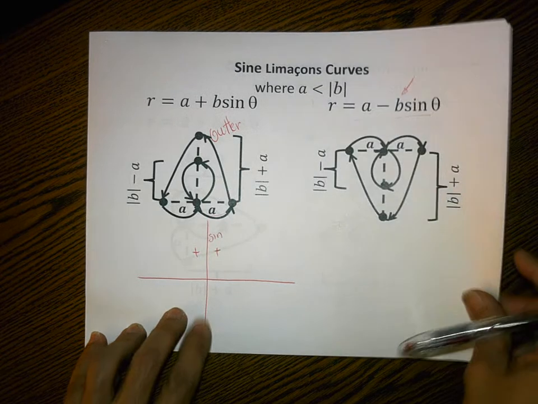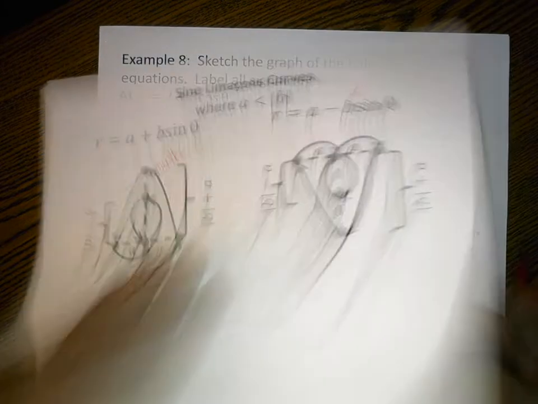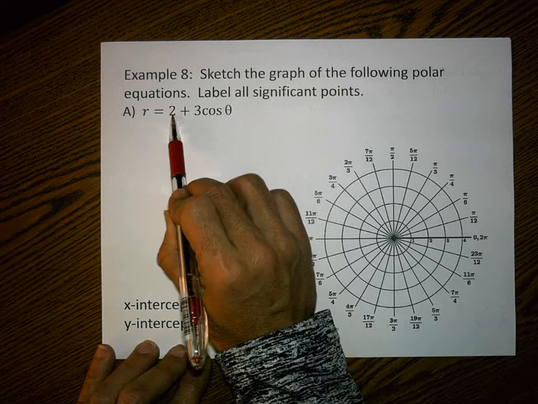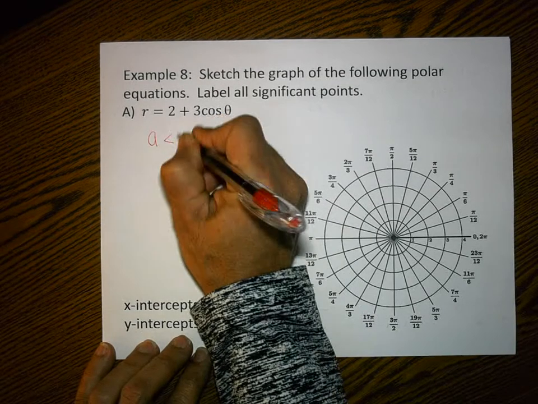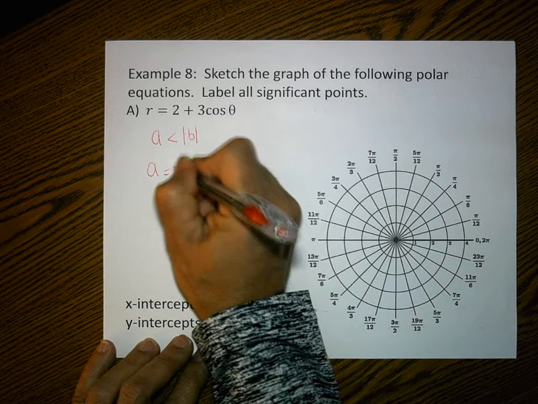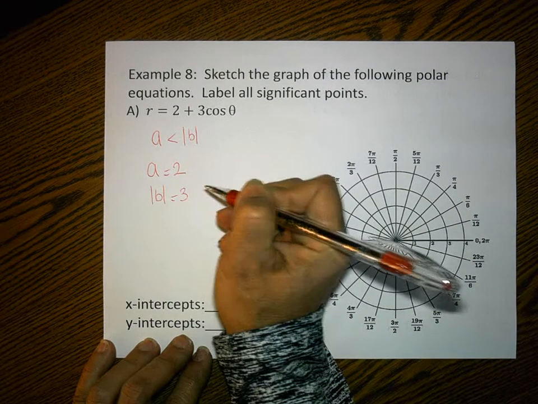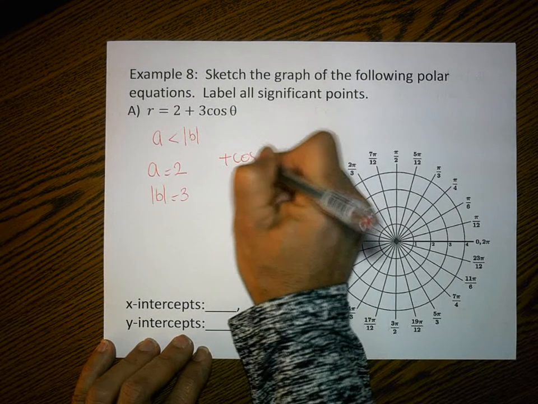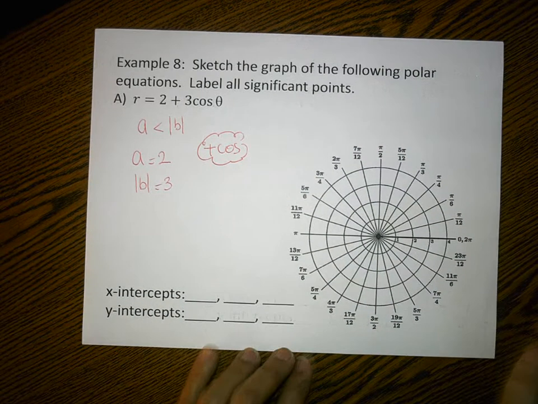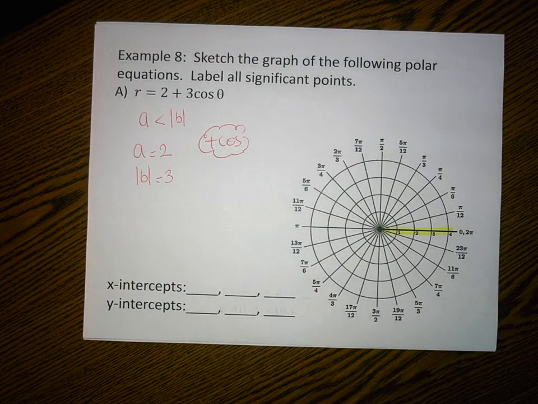Okay? All right, let's go ahead and do an example. Let me just do one with, there we go. Notice that the B value is bigger than the A value. So the A value is less than the absolute value of B, so I know it's a limaçon, not a cardioid. I know that my A value is 2. I know that the absolute value of B is 3. I also know that I have a positive cosine. I need to know that. Okay, positive cosine, so I'm going to be over here on the positive cosine pole.